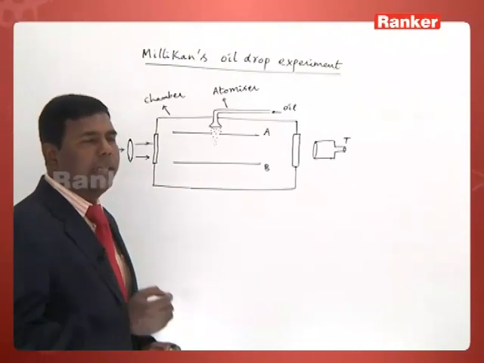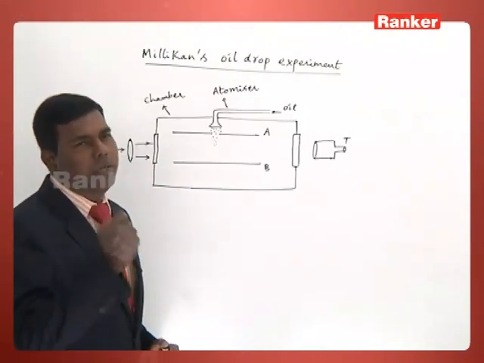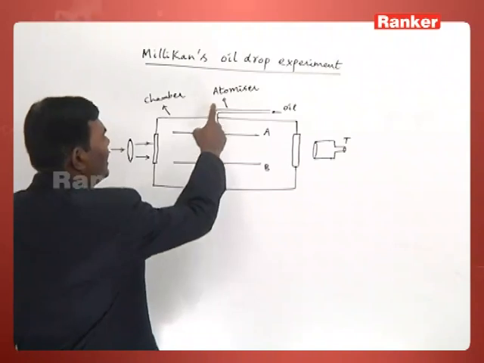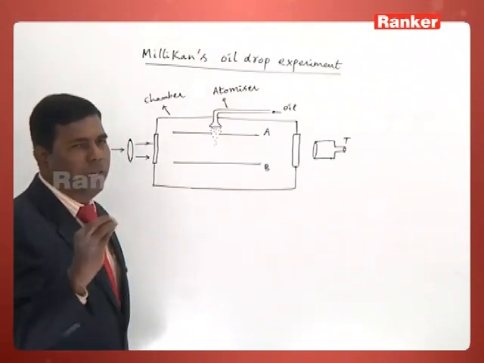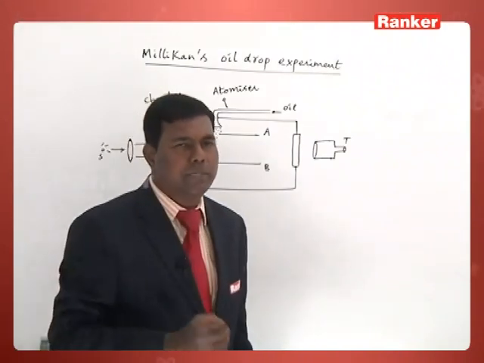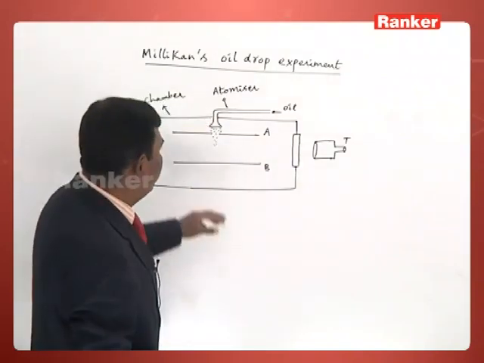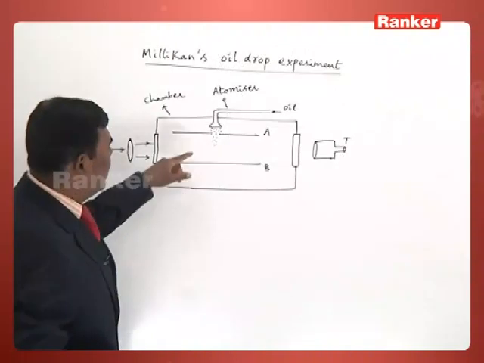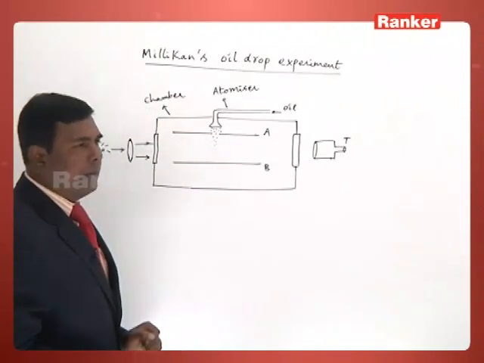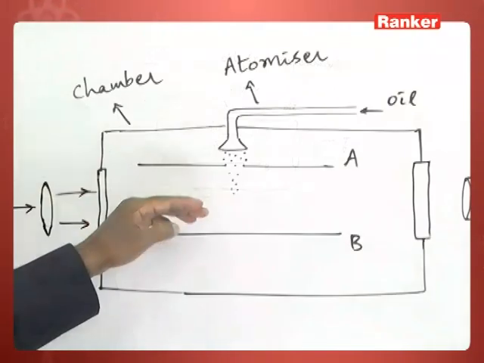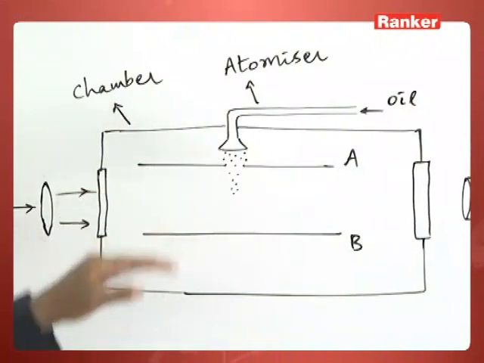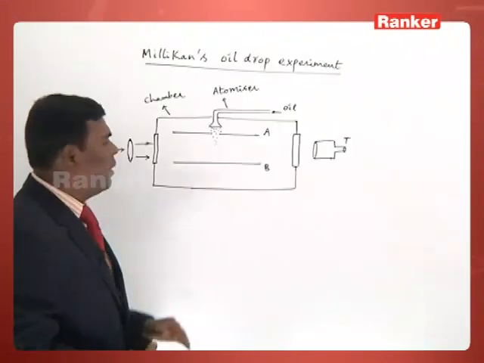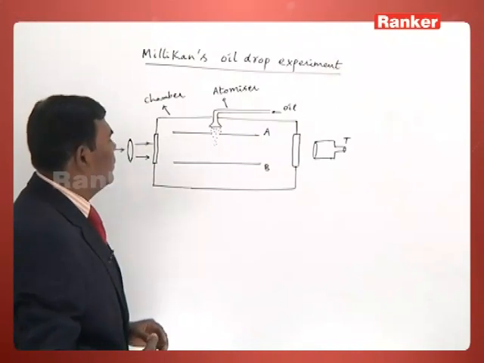That heavy oil can be split into small droplets using a device called an atomizer. It splits the heavy oil into very small drops, and these small drops of oil are made to fall on the upper plate, and through the hole on the upper plate they will slowly fall down into the region between the two plates. They fall due to gravitational force.